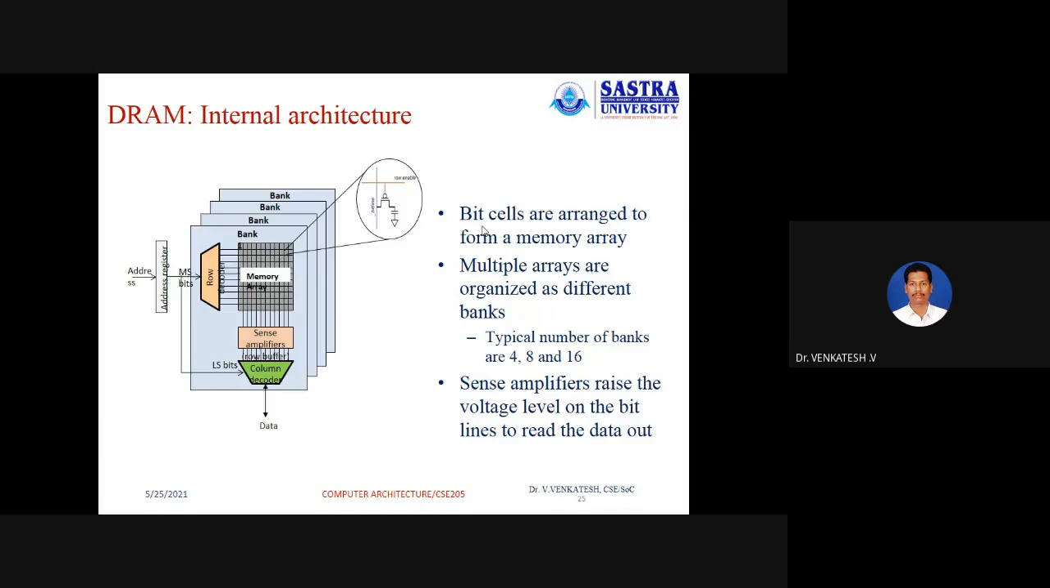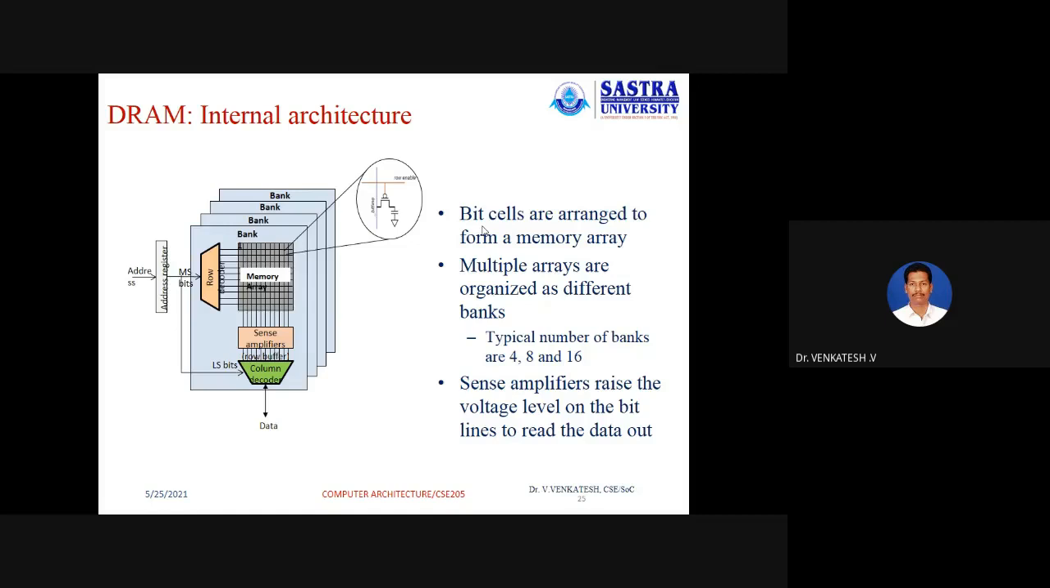Typically the number of banks is going to be 4, 8 or 16 banks. So we have bank 0 up to bank 3, or otherwise bank 0 to bank 7, or otherwise bank 0 to bank 15, something like that. According to that architecture, this many banks are available. That is used for DRAM.